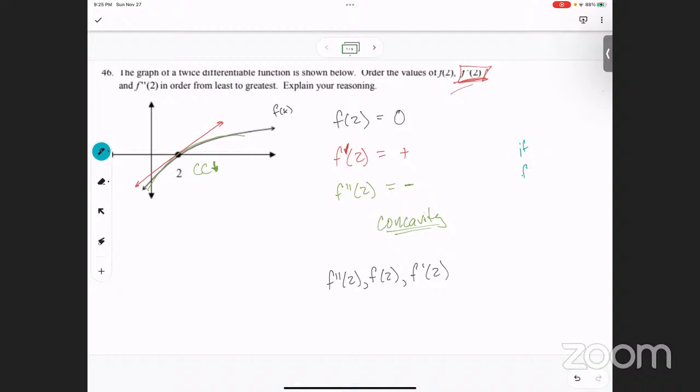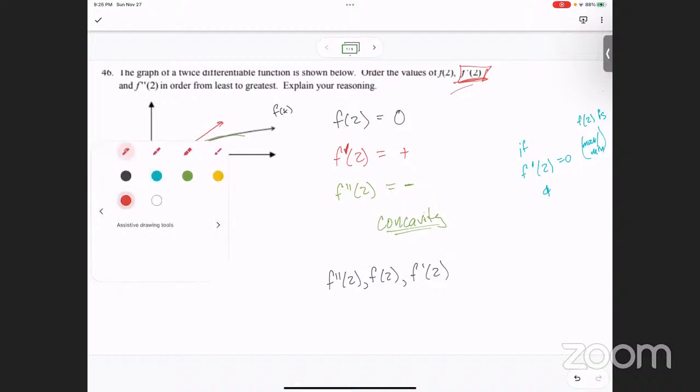If f prime of 2 is equal to 0, okay, that means it's a max or min, right? There's one more if. There are 2 ifs. That means f of 2 is a max or min, that's what that means, based upon what you've told me. Now, what else do we know? And then f double prime of 2 is greater than 0.